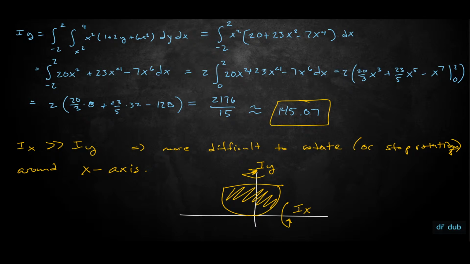So that's what these numbers Ix and Iy tell us. In this case, Ix is roughly 8 times larger, maybe 7 times larger than Iy. So that means it's much harder to start rotating this thing around the x-axis than it is to start rotating it around the y-axis. And vice versa. If it were already rotating, it would be much harder to stop it from rotating around the x-axis than it would be to stop it from rotating around the y-axis.